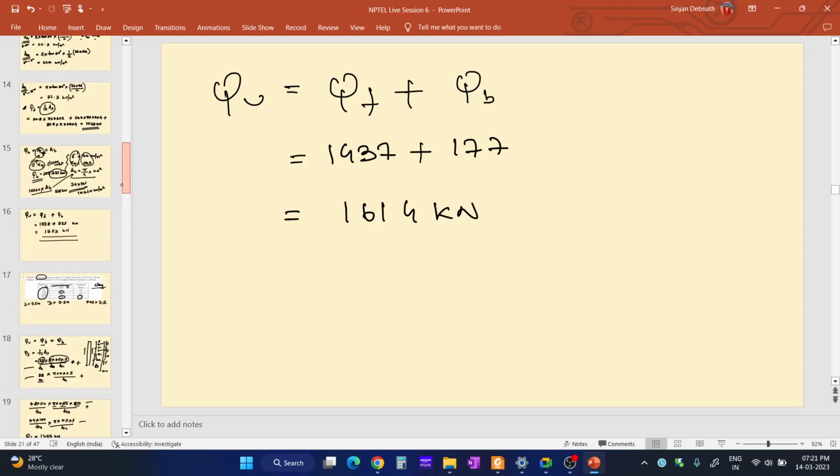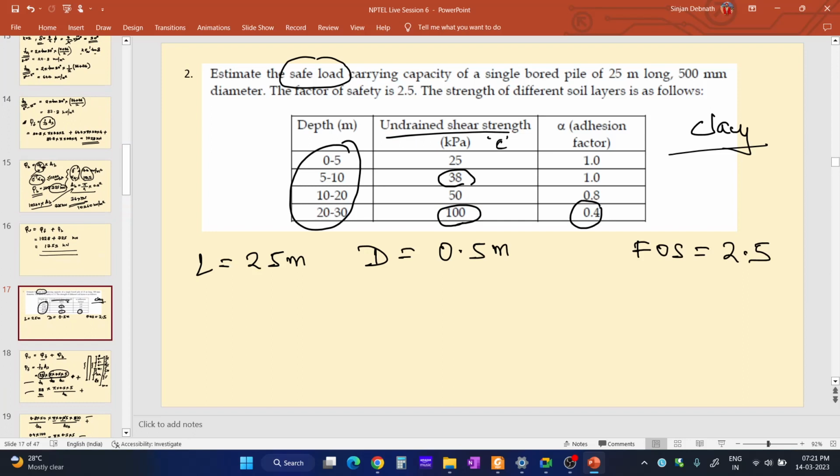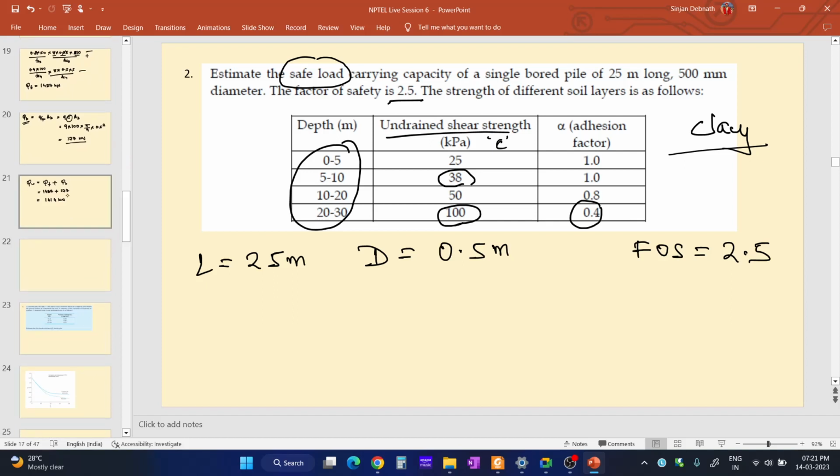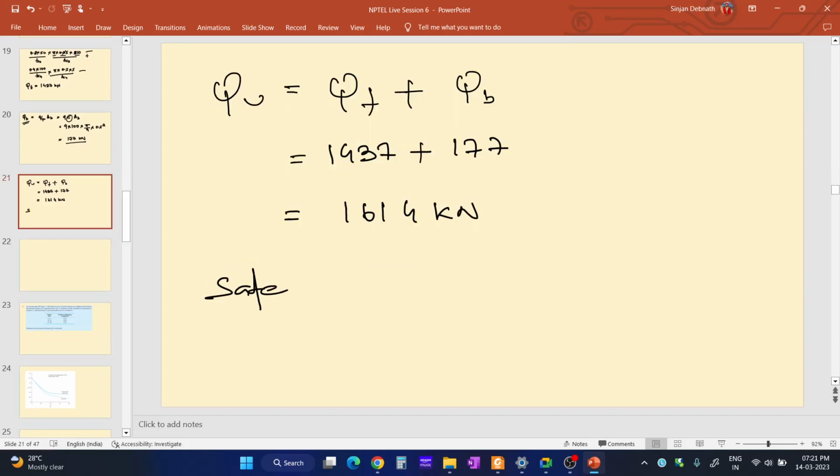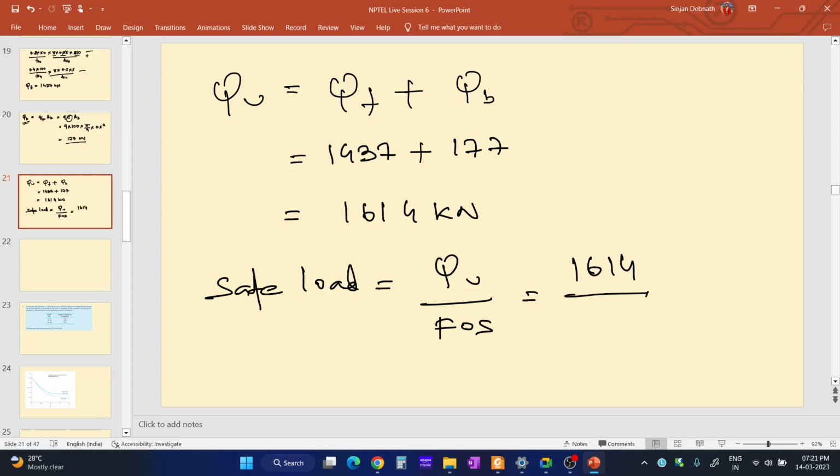In this question we have been asked to find the safe load. If the factor of safety is 2.5, we just need to divide the ultimate load by 2.5. So safe load is equal to QU divided by factor of safety. That means 1614 divided by 2.5, which is equal to 645.6 kilonewton. This one is the answer.